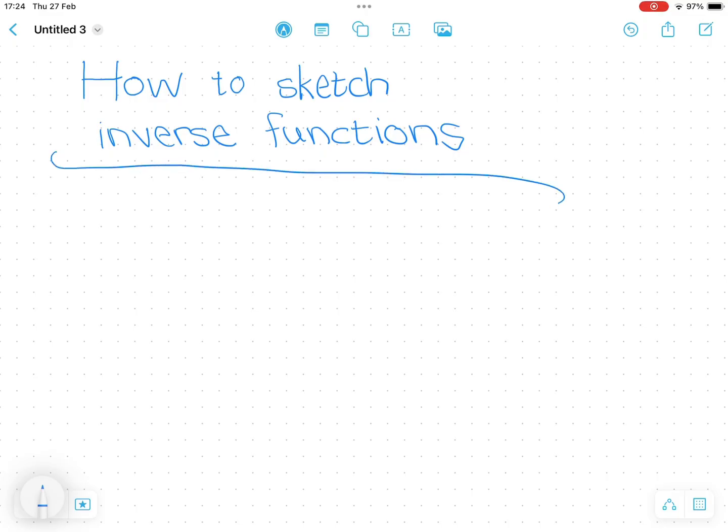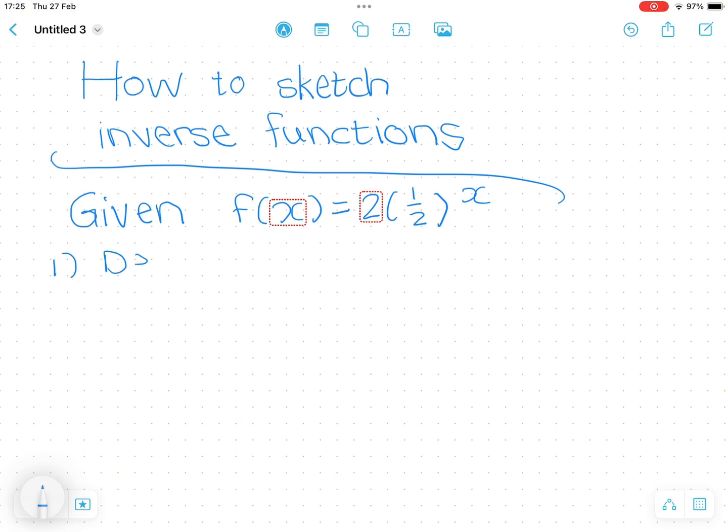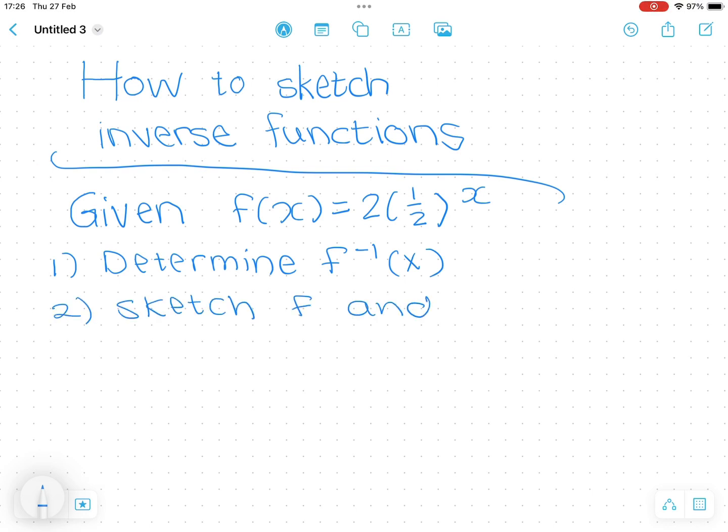The focus of today's video is how to sketch an inverse function. The question is, we are given a particular function, that is, f of x is equal to 2 times a half raised to the power of x, which is an exponential function. First off, let's define what the function is as its inverse. That is f to the negative 1 of x. Next, we can proceed to sketch both the original and the inverse function on the same set of axes.